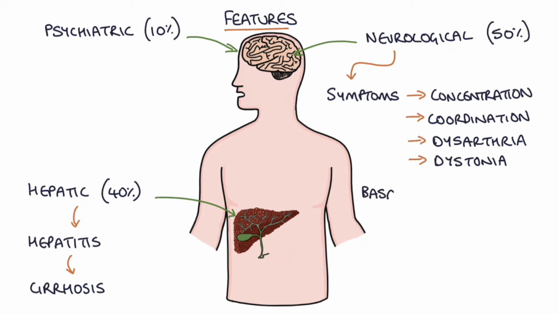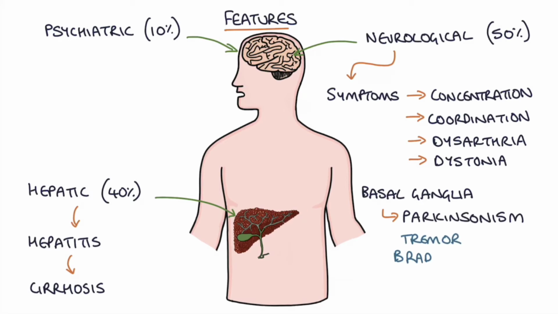Copper deposits in the basal ganglia in the brain lead to something called Parkinsonism, and this is where you get three things: tremor, bradykinesia, or small movements, and rigidity. So tremor, bradykinesia, and rigidity. These Parkinsonism symptoms are symmetrical, which is what differentiates them from the asymmetrical symptoms that you find in Parkinson's disease.